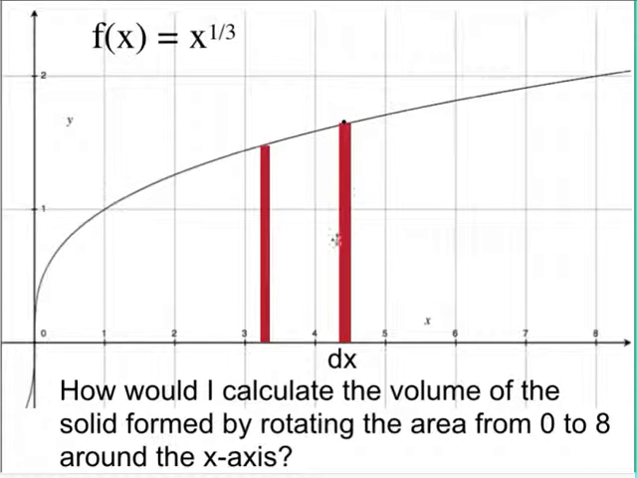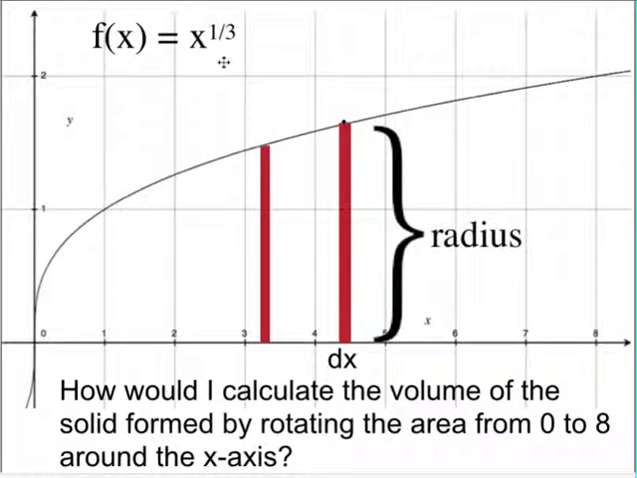So if I were to draw a bunch of different rectangles in, the heights are going to be different, meaning my radiuses are all going to be different heights. And so we want to use what we call a generic radius, and in this case that radius is the height of each rectangle, which is our function. So x to the 1/3 is our radius.